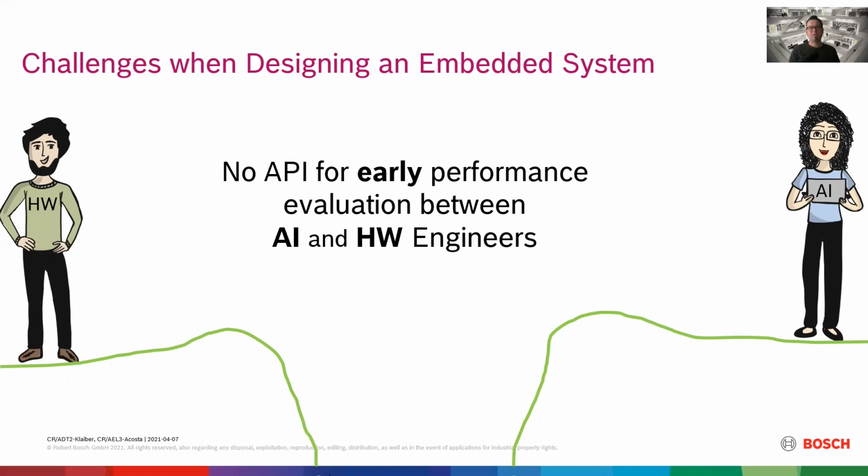In our opinion, it is a lack of an API or a language for early performance evaluation for AI and hardware engineers. You don't want to implement or design for months on both sides to find out that they finally do not fit together and do not achieve a good performance together.